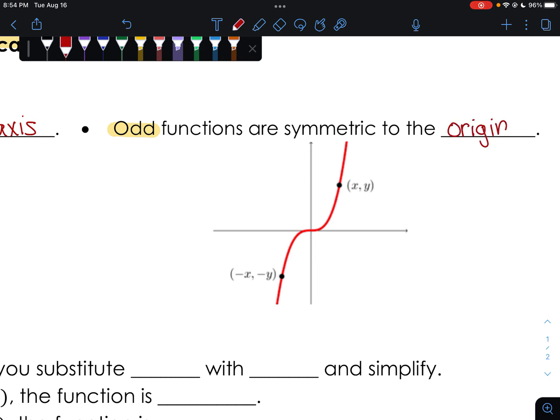Okay, so what that means is that it is symmetric about this point right here. So when we're talking symmetric about the origin, if I have something in the first quadrant like I do here, its symmetry partner is going to be in the third quadrant. If I had something over here in the second quadrant, to be symmetric, it would have to be somewhere over here in the fourth quadrant.